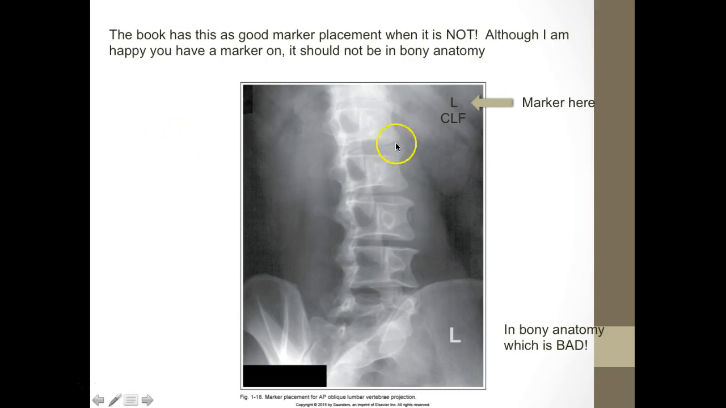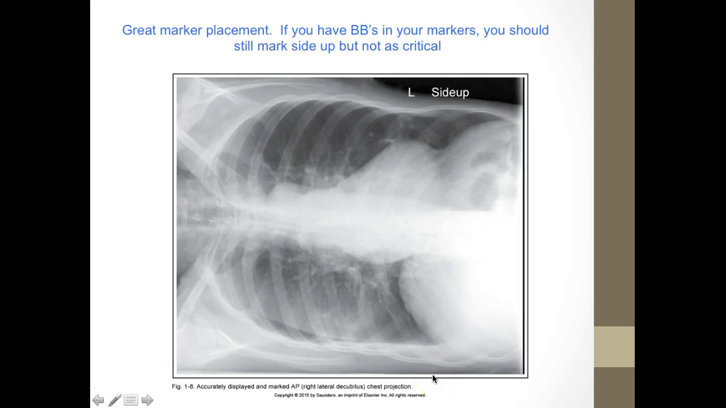So the marker placement here is terrible. This is an oblique. Guaranteed on the oblique, you're going to put it into the wing. So what you want to do is put it up into the soft tissues. Okay, so put the marker up here. I'm glad they had a marker on, but the marker needs to be up into the soft tissues. Unless you're off-centered, you're more inclined to miss bony anatomy. I don't want to see your marker in the SI joint.